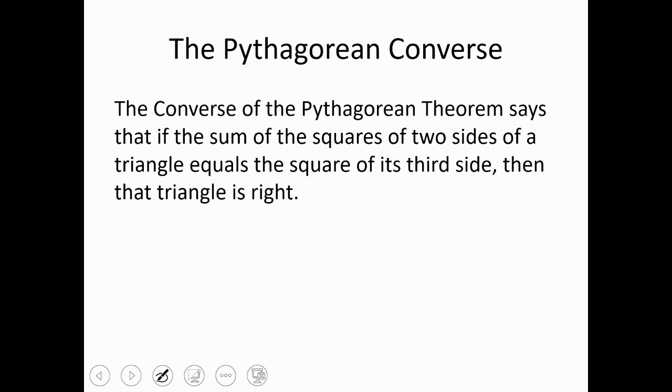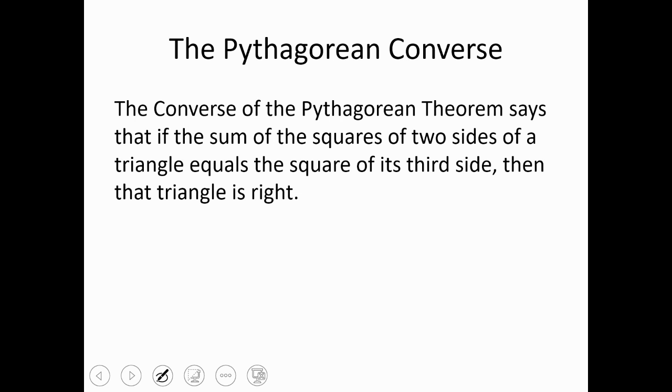Okay, so the Pythagorean theorem itself says that if a triangle is right, the sum of the squares of the legs equals the square of the hypotenuse. The converse of this would say if the sum of the squares of two sides of a triangle equals the square of the third, then that triangle is right.